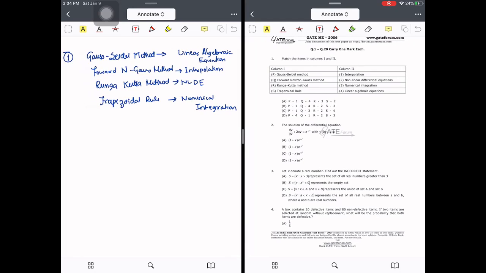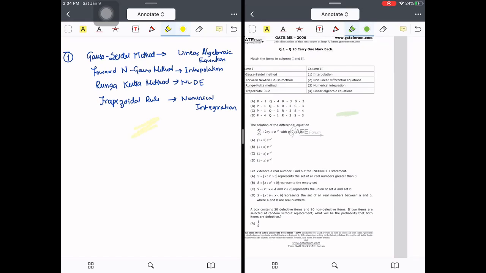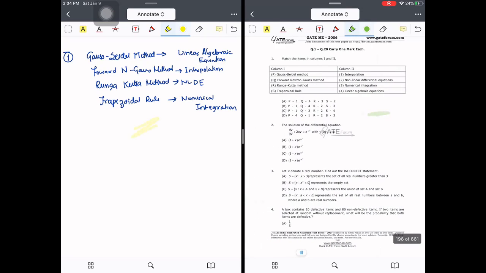Once again, for the people who are new to my channel, let me tell you that this represents the solution and this is the question paper which I am going to solve. I will be using two colors of marker, and wherever required, I will be using pens also.